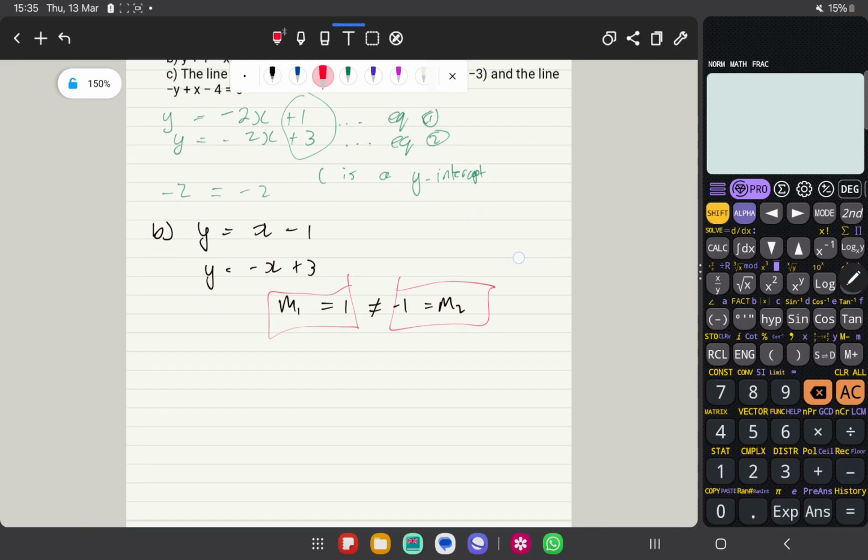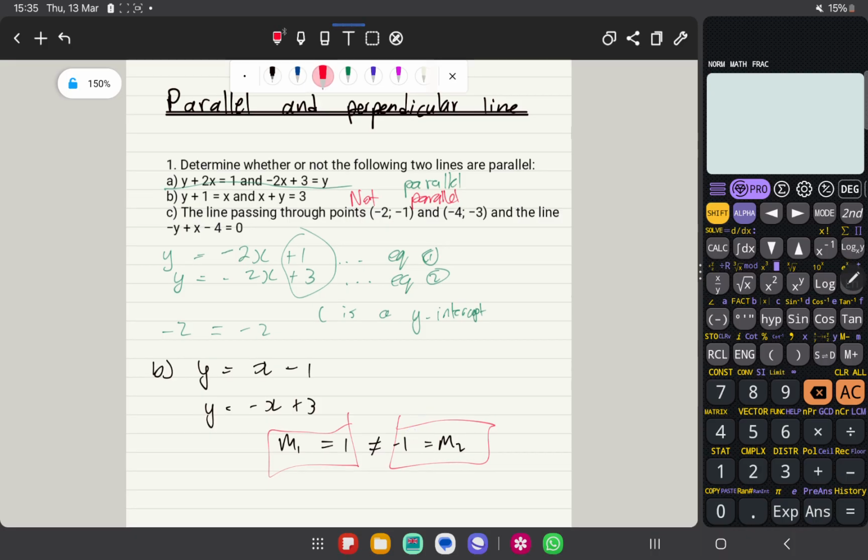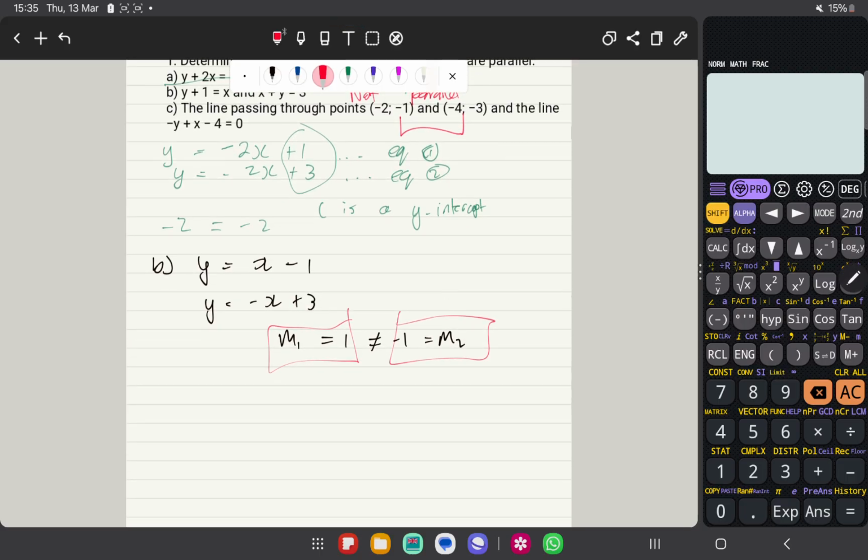And then they give something interesting here. They say the line passing through the 2 points, so we're going to have to calculate that line. Here we have to calculate the gradient and that line that we have here. So let's fix that one first before we calculate the gradient. I can rewrite it as y equals x minus 4. Now this is my line 1. This is for C, by the way.